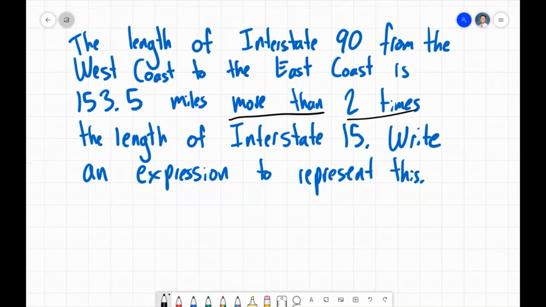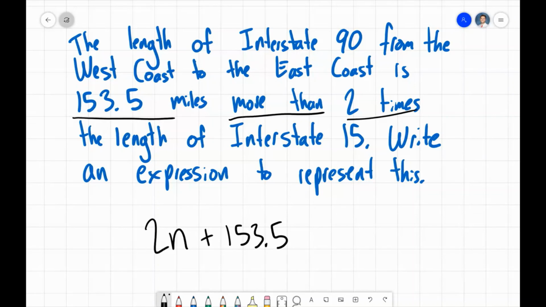So if we were to use a variable, let's just use n to represent the length of Interstate 15. We know that we could multiply that by 2, and then the length of I-90, Interstate 90, is 153.5 miles more than that. So 2n plus an additional 153.5 miles, and that would give us the length of Interstate 90.